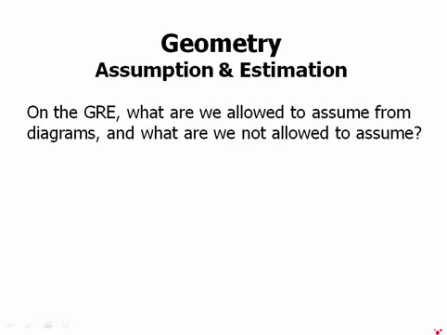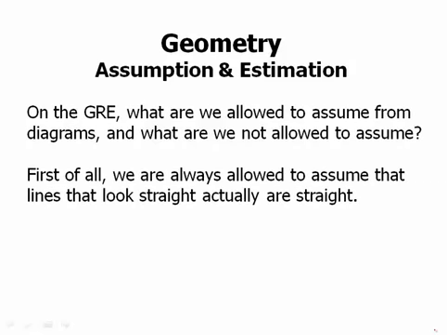Assumption and estimation. On the GRE, what are we allowed to assume from diagrams and what are we not allowed to assume? First of all, we are always allowed to assume that lines that look straight actually are straight. So suppose we're given this diagram.